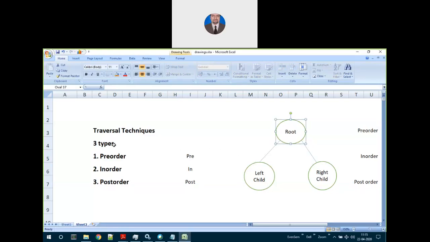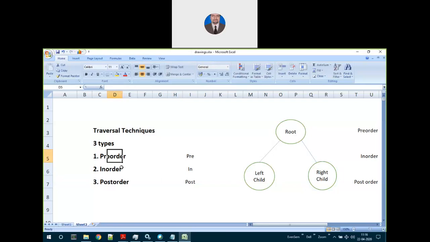So in the pre-order traversal, the technique is that we first visit the parent, that is the root node, followed by the left child and then followed by the right child. It is always a habit that we go with the left first and then the right. So pre means first visit the root, then the left child, and then the right child. That is what we call a pre-order traversal.